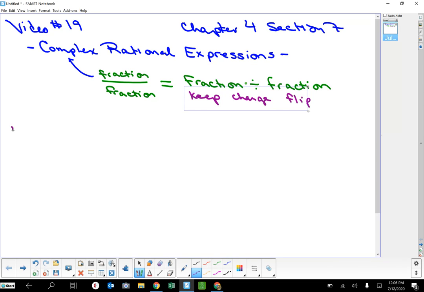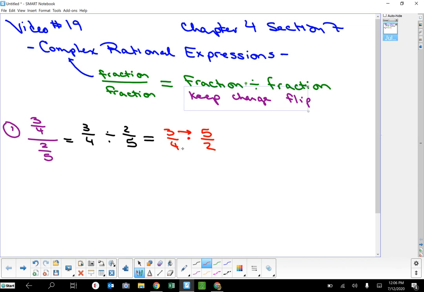So here's our first example, and that's 3/4 over 2/5. Well, I would encourage you at the beginning to write these out, 3/4 divided by 2/5, and then do your keep change flip. So this is going to turn into keep it, change it, flip it.